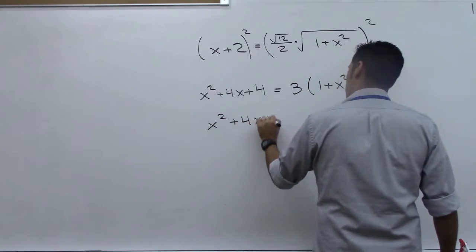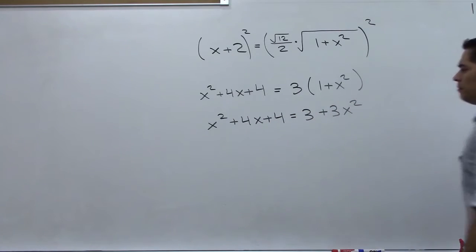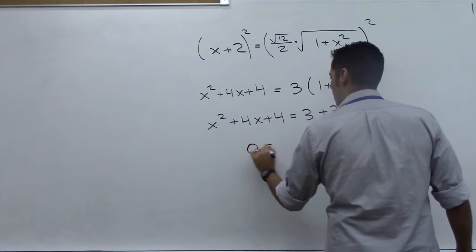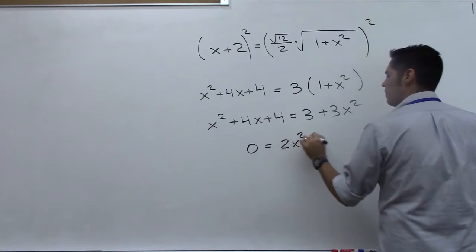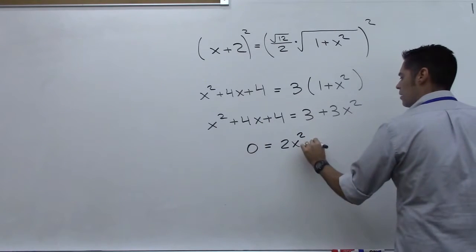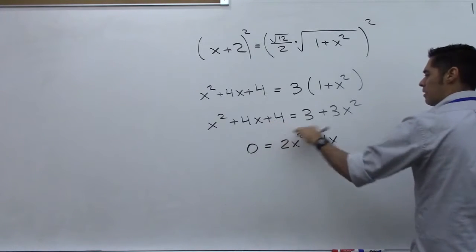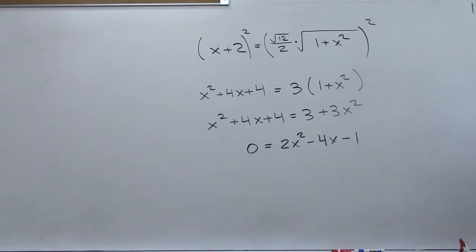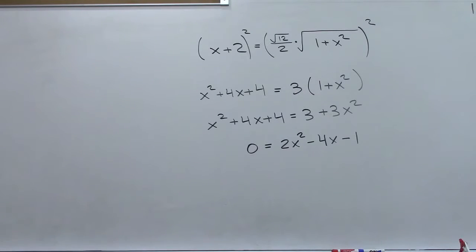I have a quadratic equation. So I'm going to bring everything to one side. So I'm going to make this side 0. I'm going to have 3x squared, but I'm going to take an x squared away, so 2x squared. I'm going to bring the 4x over, so negative 4x. And then I'm going to subtract 4 on both sides, so minus 1. And then from there, I'm going to use the quadratic formula.